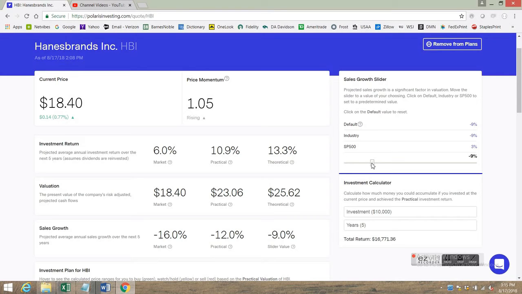So I come over here, and it's hard to change the sales growth by so little, but I would up it to like 7.7. Now I'm not going to be able to get there, but I like 7. Okay, let's go back to the default. It really doesn't even change the theoretical, and it only slightly changes the practical. It changes the theoretical from 13.3 to 15.5 investment return, and a theoretical value of 25.62, and then we change it down to 7 to 28.